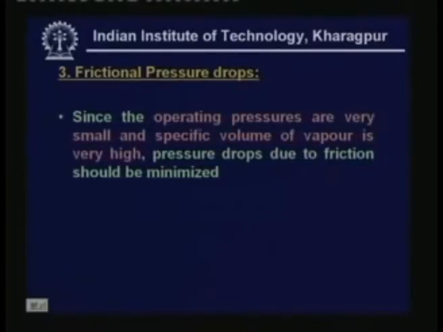Since the operating pressures are very small, just now I have mentioned that the system will be working under vacuum. Since the pressure is very low, the specific volume of vapor will be very, very high. So pressure drops due to friction should be minimized, because you have to handle a large volumetric flow rate of water vapor. Either you have to have large pipes, so pipeline sizes have got to be large, which is not really economically good.